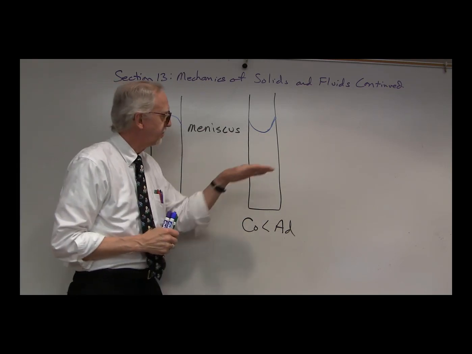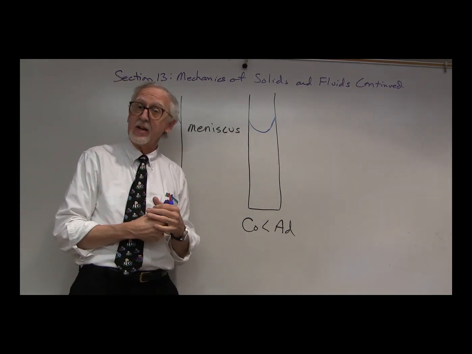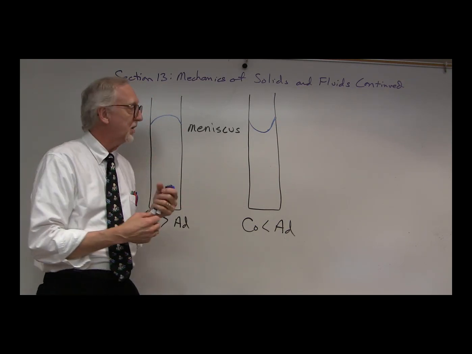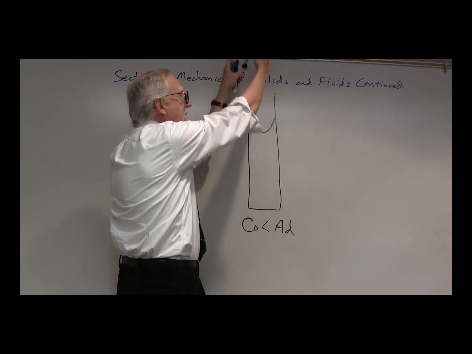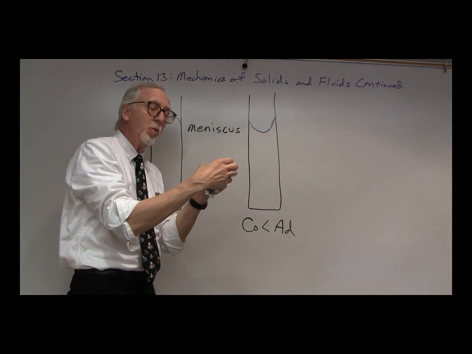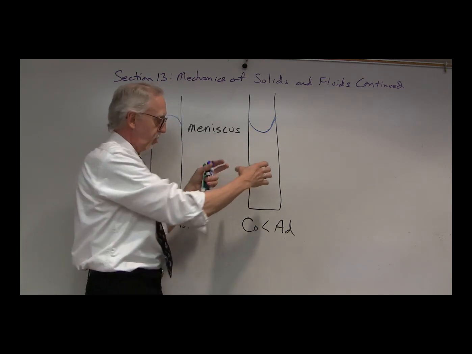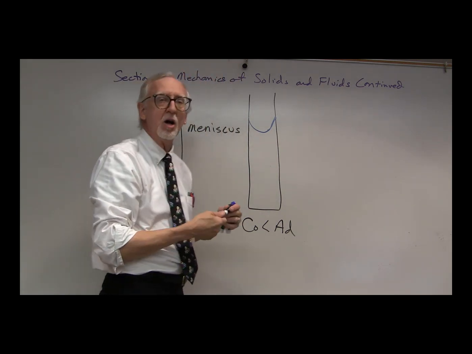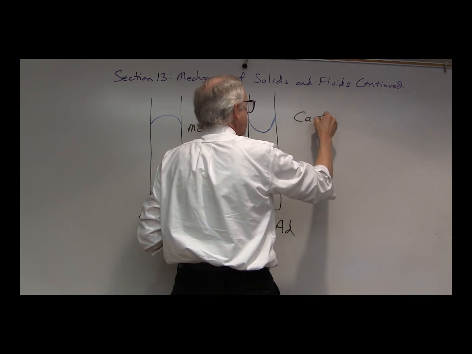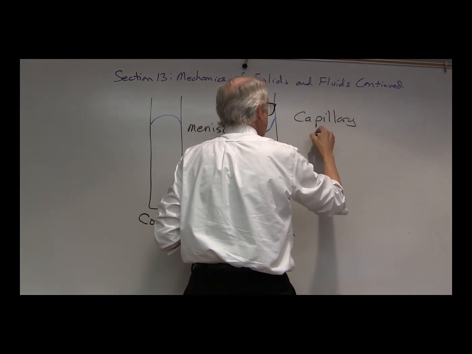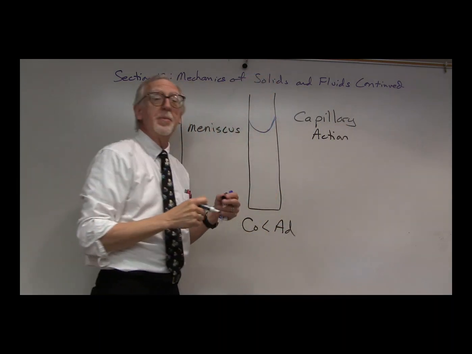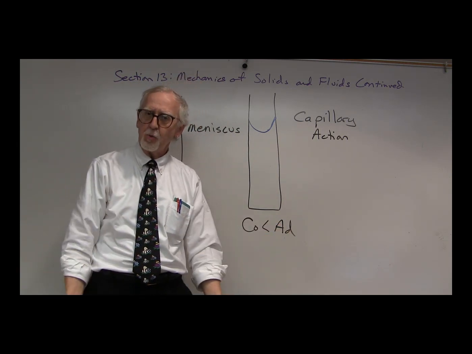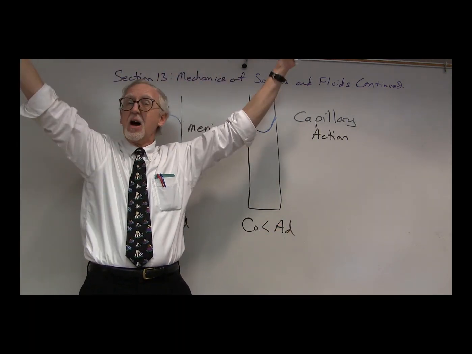Now, if the adhesive forces are actually strong enough, if the sides of the container are pulling on the particles of the fluid strongly enough, they can actually draw the fluid up the sides of the container, and if the walls of the tube or the cylinder are small enough, they can actually draw it right up into the tube. And this is called capillary action, or capillarity. And this actually helps trees get water from the roots up into the very highest parts of the tree.